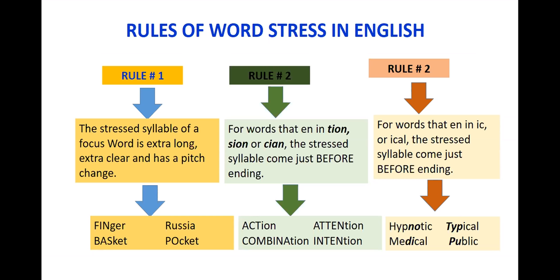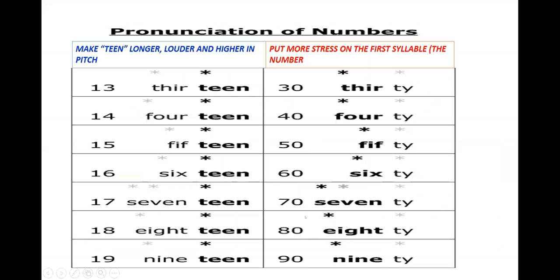Rule number two says, for words that end in -tion, -sion, or -sian, the stressed syllable comes just before the ending. For example, ACtion, atTENtion, combiNAtion, inTENtion, okay? And if we want to just, the one before the ending, we can do it like this. For example, excuse me.